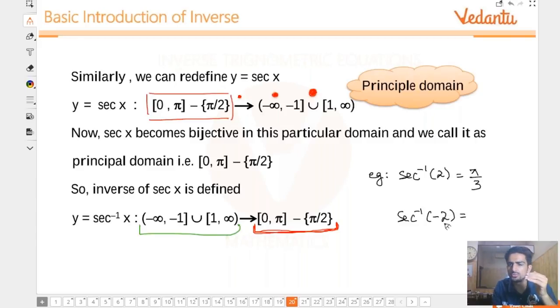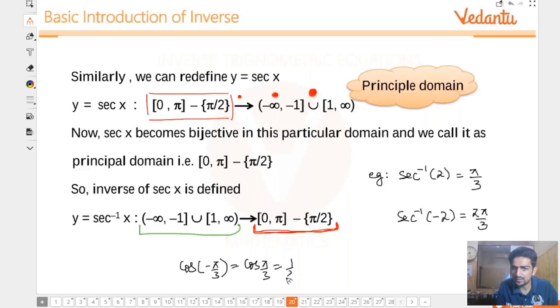Secant inverse minus 2. That is the angle for which secant is minus 2. That is, cos is minus half. And that is something we know very clearly. Cos is minus half at 2 pi by 3. And let me tell you, cos of minus pi by 3 is not minus half. It is cos pi by 3 only. Cos of minus theta and cos theta are same.